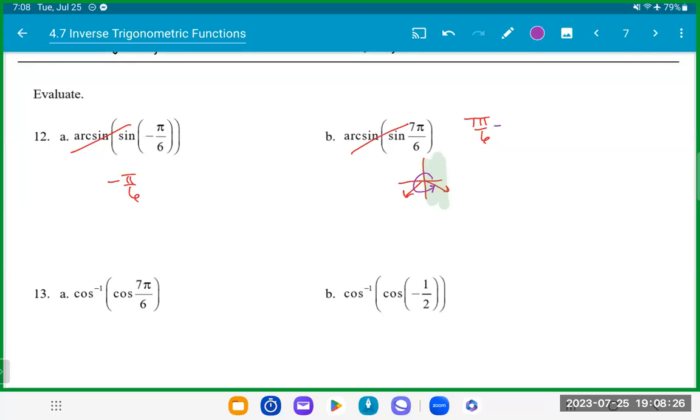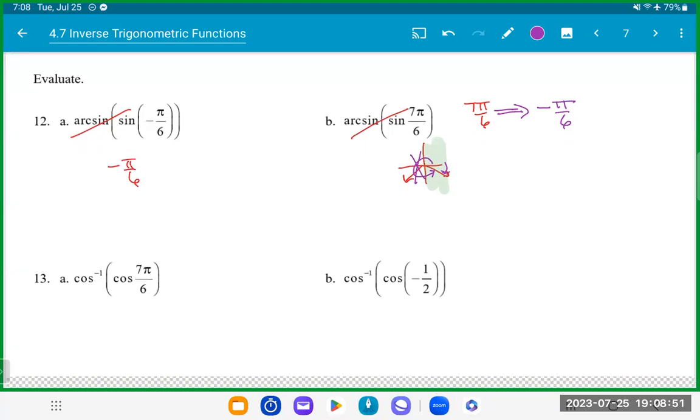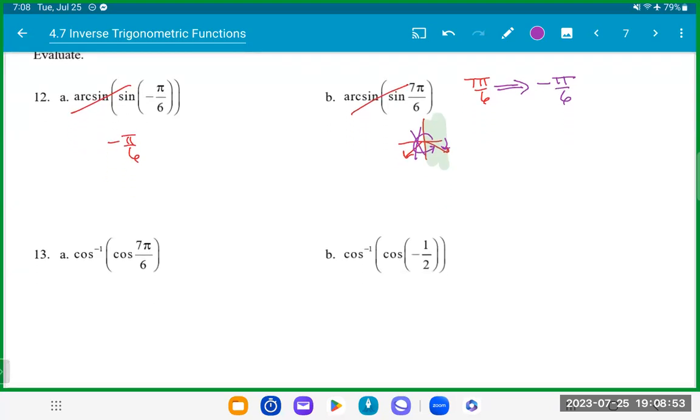So I have to translate this into the appropriate lingo. And so that would be negative pi/6 because I would have to come at it from this direction. So I cannot come across that boundary. Okay. Question.